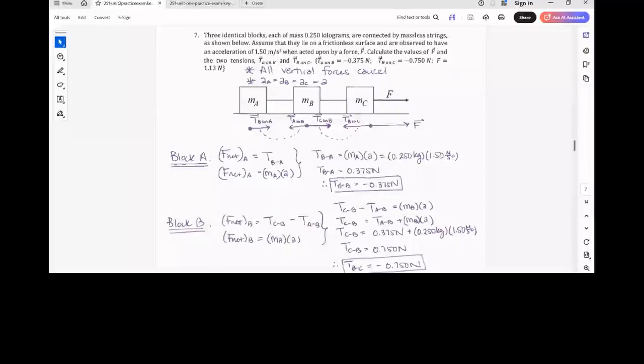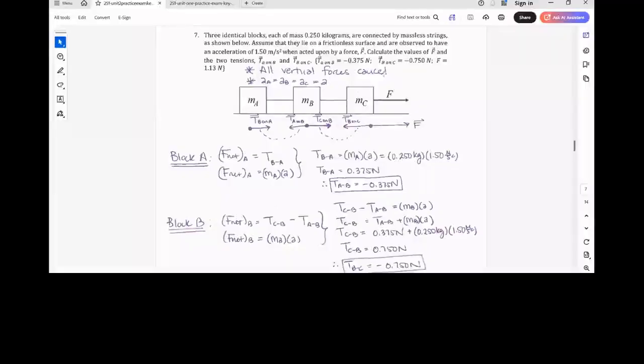Assume the blocks lie on a frictionless surface, and they're observed to have an acceleration of 1.50 meters per second squared when acted upon by a force F. So you can imagine maybe attaching a string to block C and then dragging all three of them, or you can imagine this force F is just your hand grabbing the block and dragging them all.